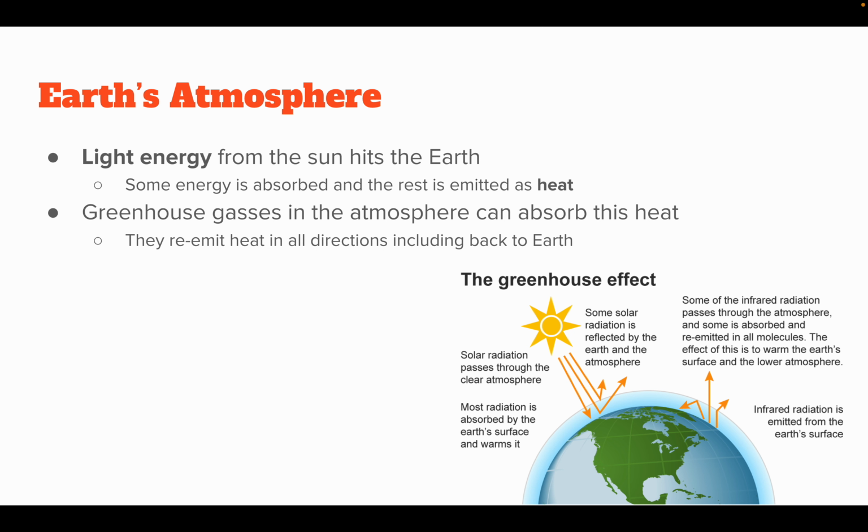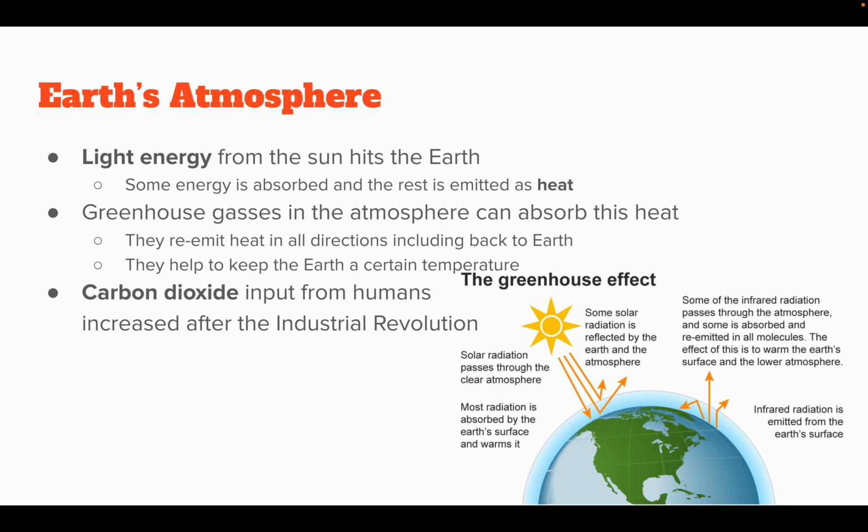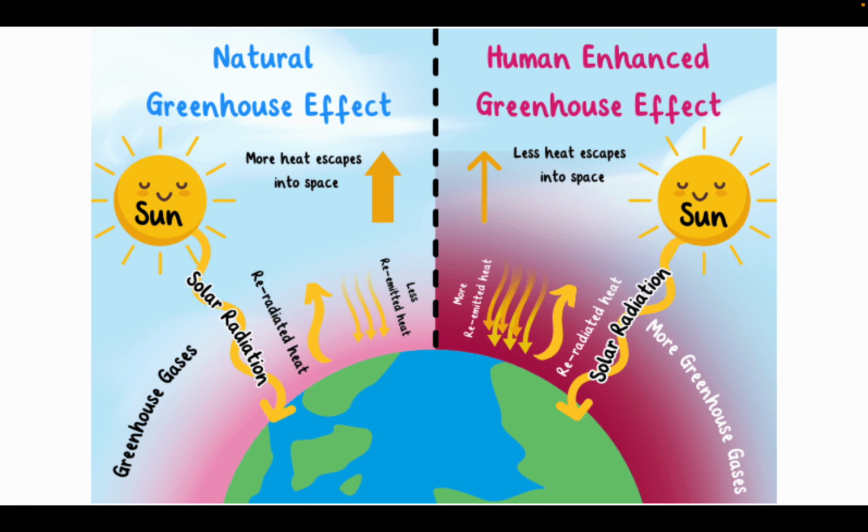So this helps keep the Earth at a certain temperature. Now, carbon dioxide input from humans increased greatly after the Industrial Revolution, for many reasons, including increased factory production. Fossil fuels as a source of energy were a huge game changer for the economy. Now, in the natural greenhouse effect, again, we take in some energy, and whatever is beyond what our atmosphere can handle is just re-radiated out into space.